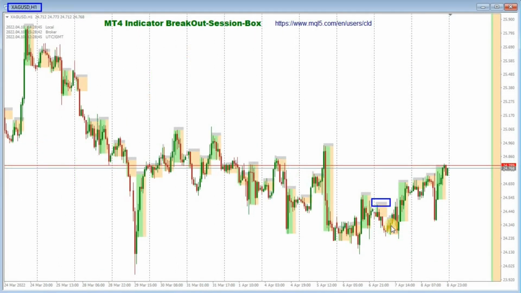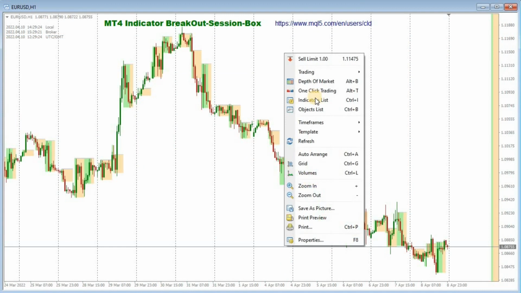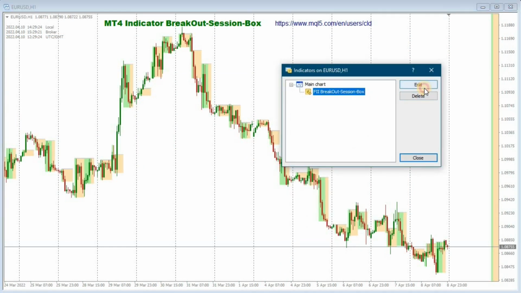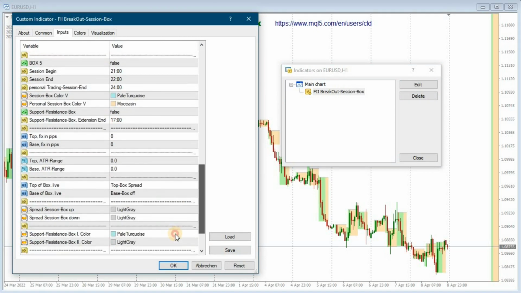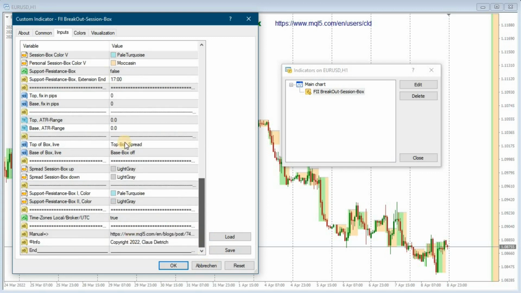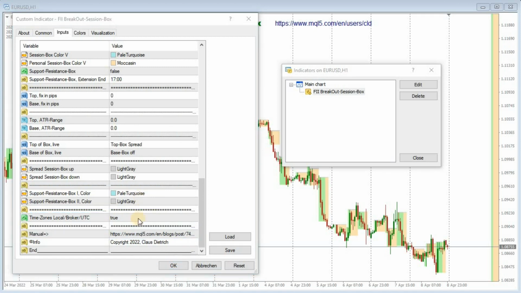In the gold chart, we have a higher spread, which is easy to see in the gold 1-hour chart. In the 5-minute chart, the spread is also much clearer for gold. That's what these settings are for. Okay, back to the Euro-US dollar 1-hour chart. Other settings here are the colors of the breakout support and resistance boxes, the switch for the time zones, we already know that, and a link to the manual, if you want to download the manual.